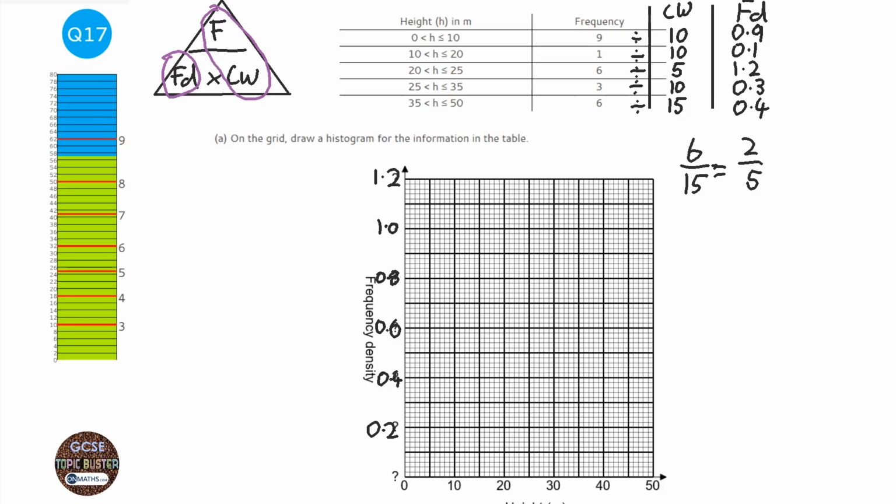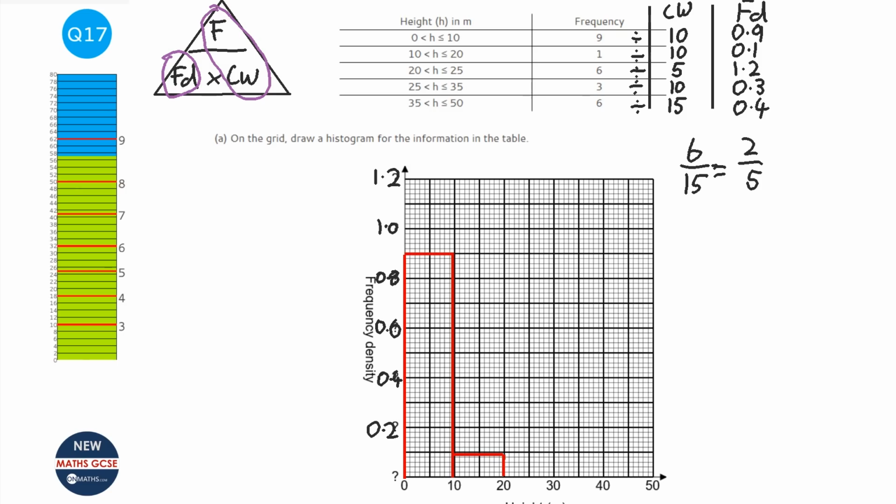Okay, now next thing I want to draw the bars. So our first bar is 0.9 high, and it's 0 to 10. So we want 0.9 high, which will be here, and 0 to 10. Okay, next one is 10 to 20, and it's 0.1. So it'll be down here. I'm not going to get these exact, but with your one, it's a bit easier to get exact.